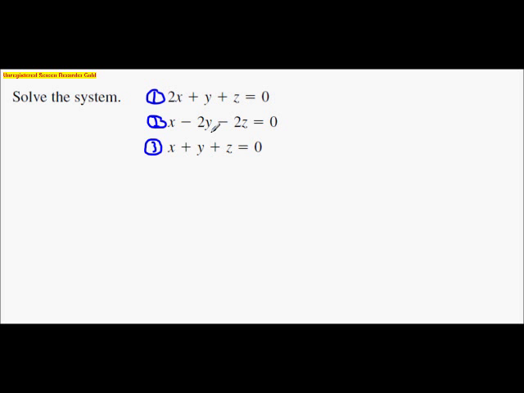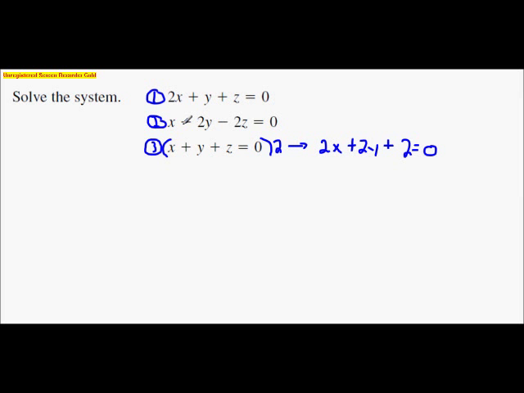I'm going to multiply this equation by 2, so I have a positive 2 and a negative 2. Let's see what happens when I do that. So 2 times x is 2x, 2 times y is 2y, 2 times z is 2z, and this is equal to 0.